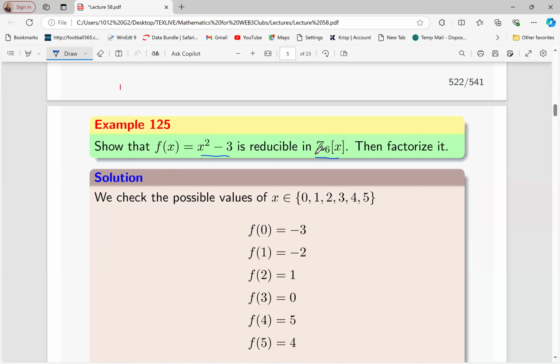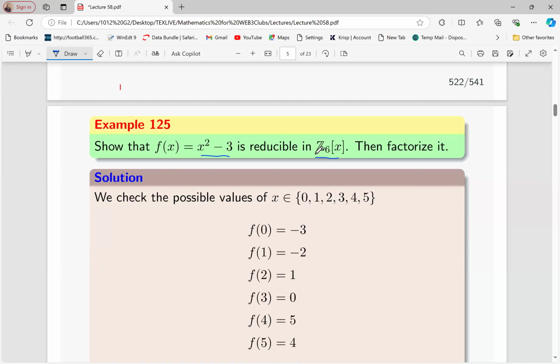So 0 is not a root, because it has not given us 0. What about 1? If you place 1 here, 1 squared minus 3 is negative 2, and of course it's not 0. What about 2? That would be 4 minus 3, and that is 1, which is not 0.